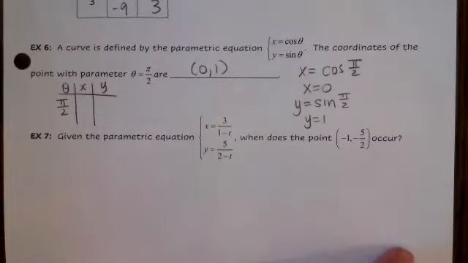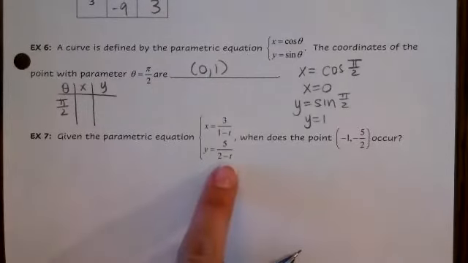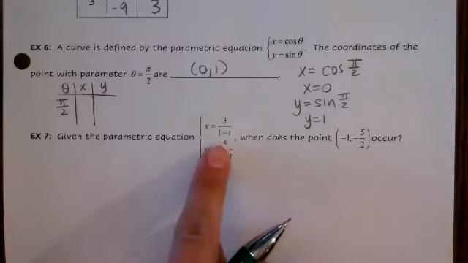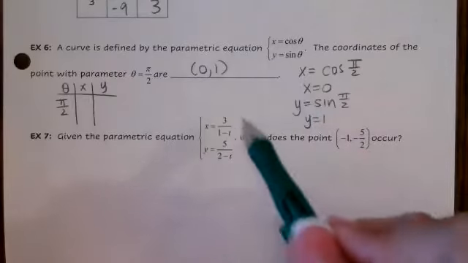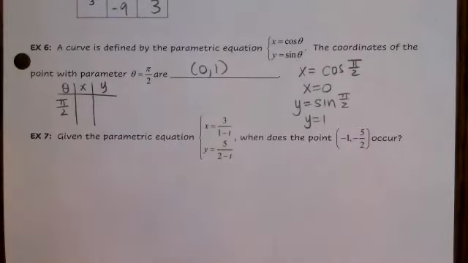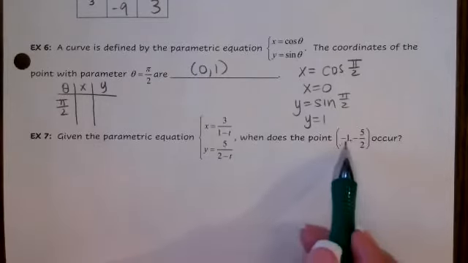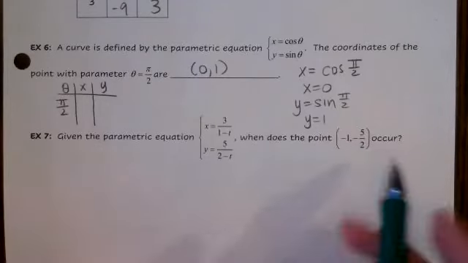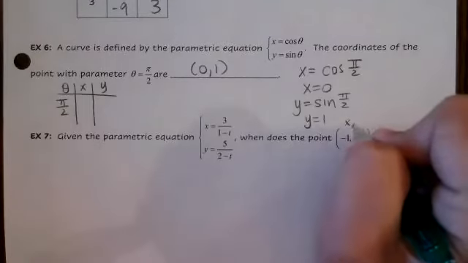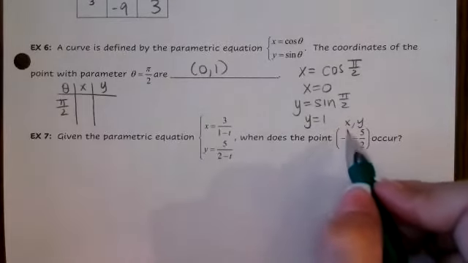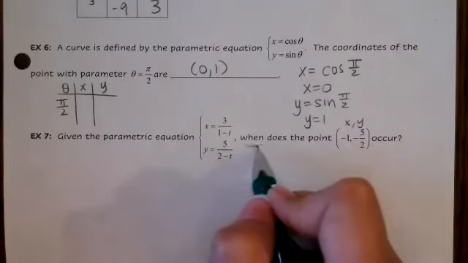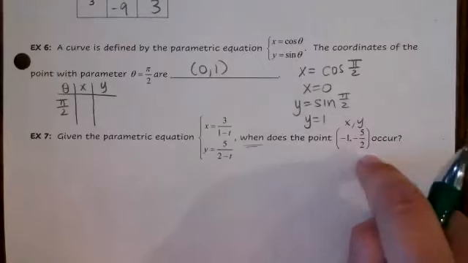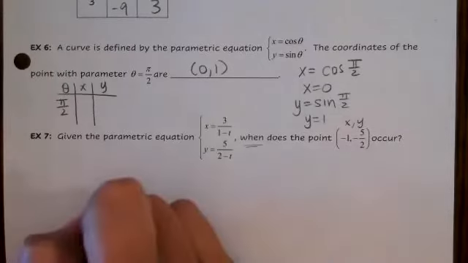In example 7, it has you go backwards given this parametric equation. And again, there are all kinds of different functions we've dealt with this year. We saw some linear, we saw some quadratic, now we saw some trig, and now we're seeing some rationals. So these parametrics can be built of any of those functions that we've dealt with. Given this parametric, when does the point -1, 5/2 occur? So this time they gave us the x and y value because that's what the ordered pair is, the x and the y. And it is asking you when. So it wants to know what is t when we have this point. Well, since we know the x and the y, we can plug that in.